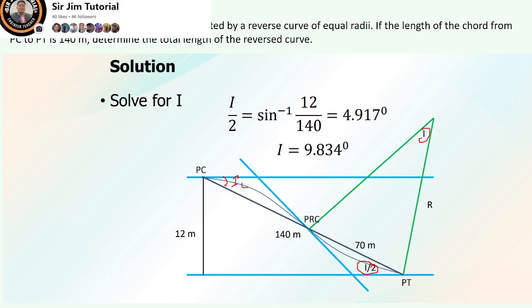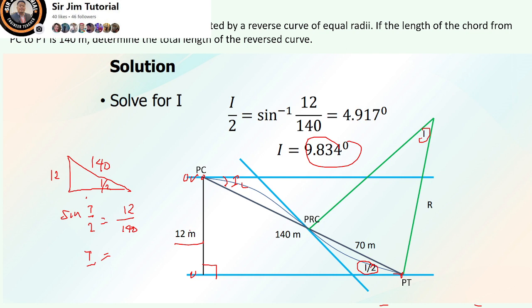From this, we form a triangle because according to the problem, from PC to PT is equal to 140 meters. So it's just like you have a triangle here. This is I over 2. This hypotenuse is 140. And this is 12 meters because these two tangent lines are parallel, distance 12 meters. And that makes a right angle here. So from here, sine of I over 2 is equal to opposite over hypotenuse, 12 over 140. So I can be computed as 9.834 degrees.